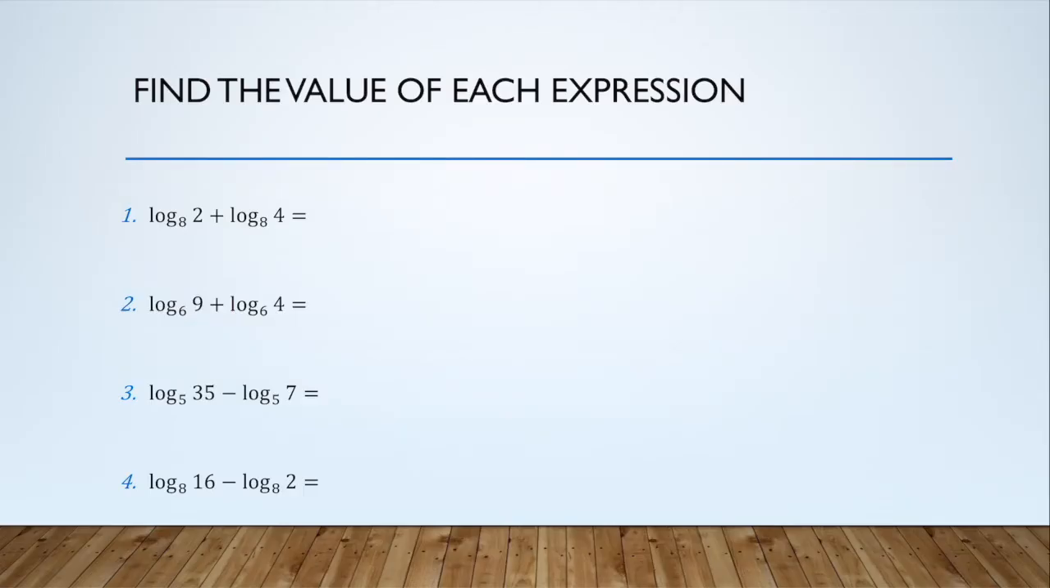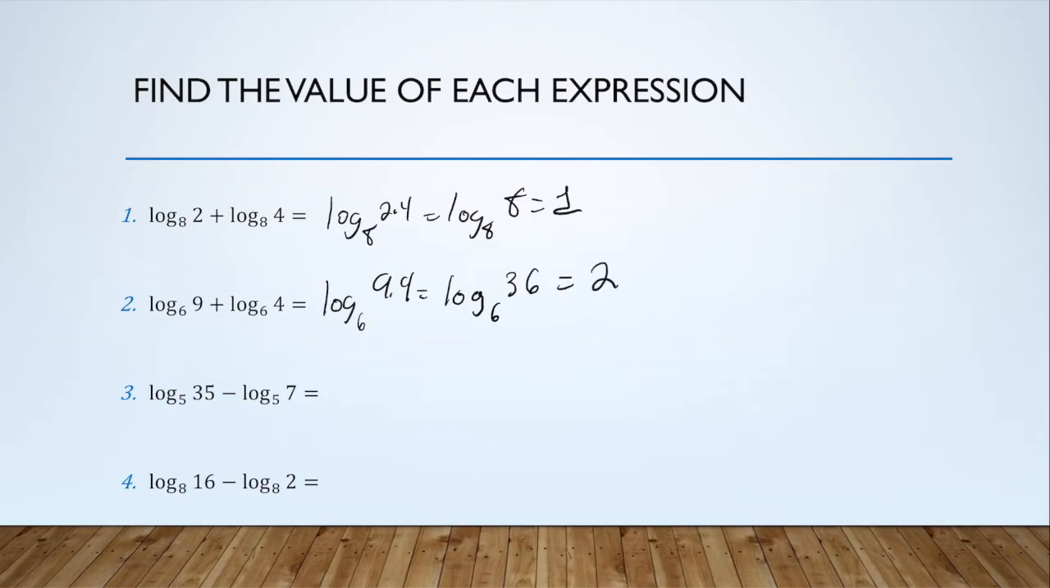So let's find the value of each expression. If I have log base 8 of 2 plus log base 8 of 4, what we're going to do is multiply them together. That gives me log base 8 of 2 times 4, which is log base 8 of 8, which is 1. If I have log base 6 of 9 plus log base 6 of 4, that's log base 6 of 9 times 4, which is log base 6 of 36, which is 2, because 6 squared is 36.